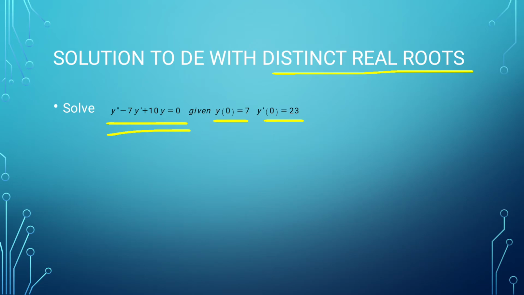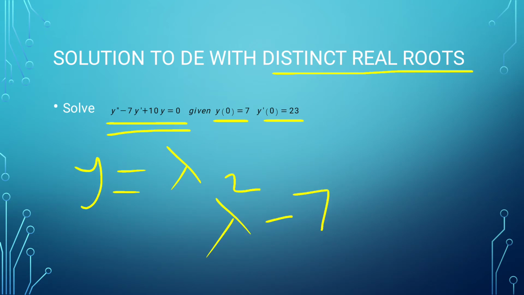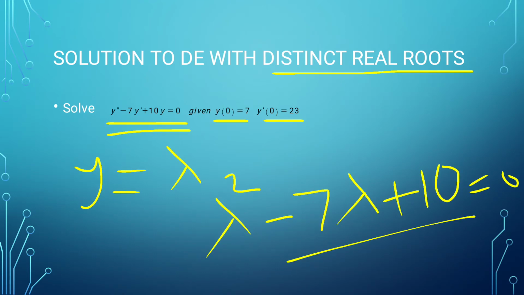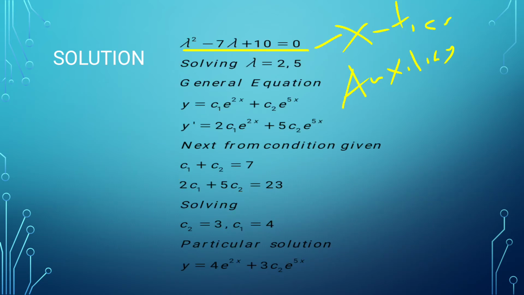It's like we are substituting the y with lambda. So the second derivative becomes lambda squared, then -7 lambda for the first derivative, then plus 10. This is power 0, so it's 1, and it is equal to 0. That's actually what we are calling the auxiliary equation. We solve this, and it will give us values of this lambda.